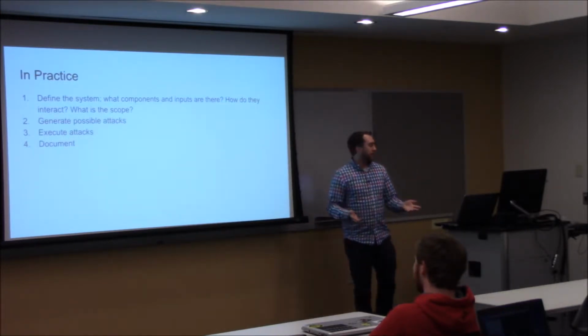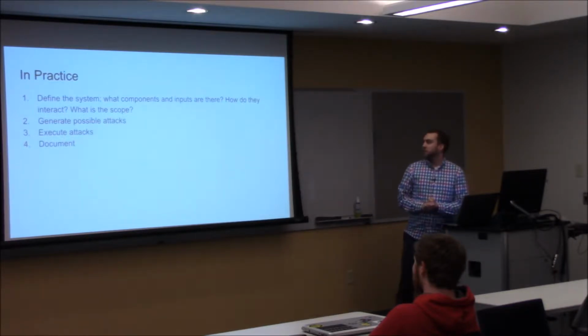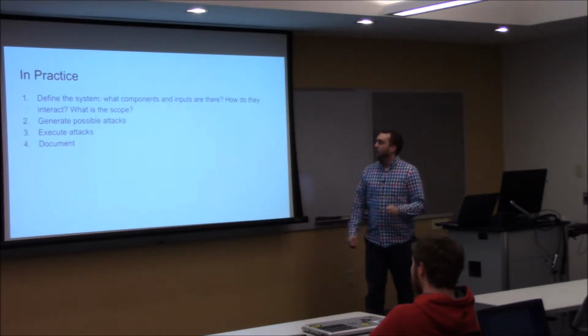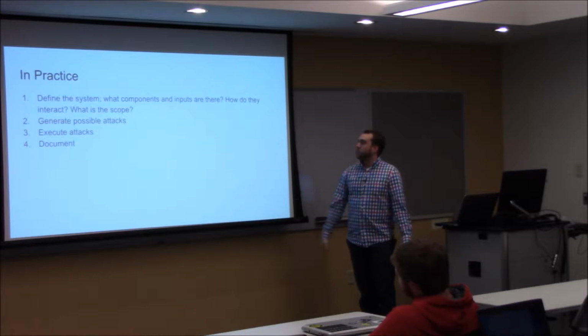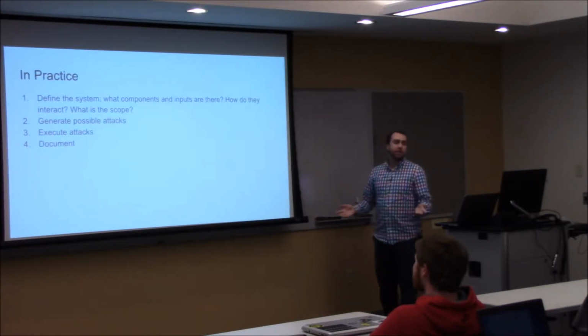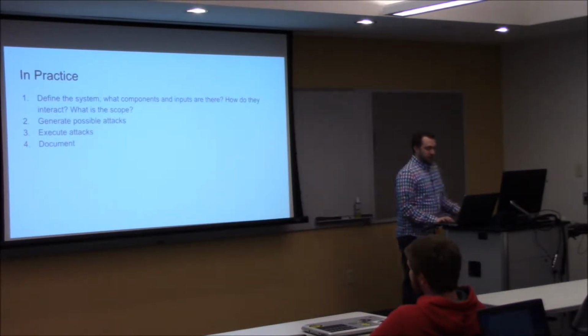So let's say you want to look at a network printer. You've got different parts of it. There's like the scanner part. There might be a printer part, a network module. There's different components that have different inputs and outputs. And the interconnections between each part might be really important as well. And lastly on that, you want to define your scope. So what's in scope for attacking, what's out of scope for attacking.